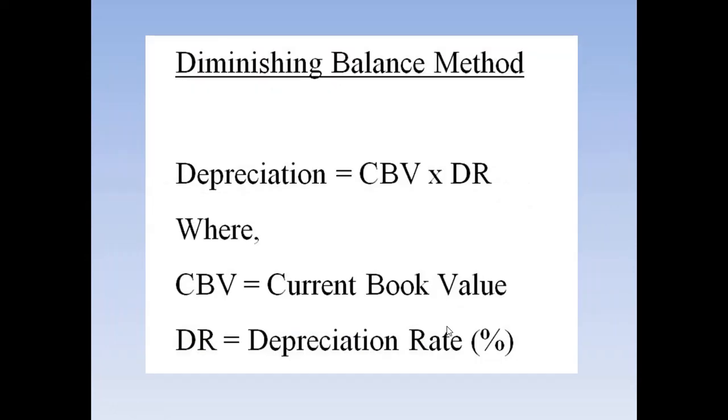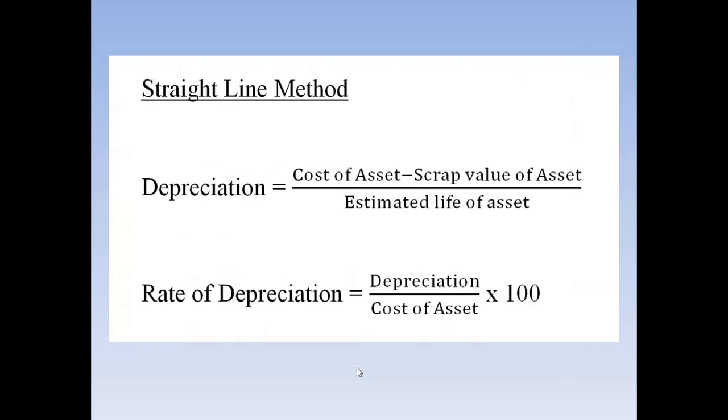Diminishing balance method. This diminishing balance method has an actual formula, by the way, but that formula is very dangerous. So I didn't show you that formula, because it's quite complicated. I'm just showing you a very simple formula, that is depreciation equals CBV into DR, where CBV stands for current book value and DR for depreciation rate. But while solving the numerical questions, we will not use this formula for the diminishing balance method. We will use only this formula for the straight line method.